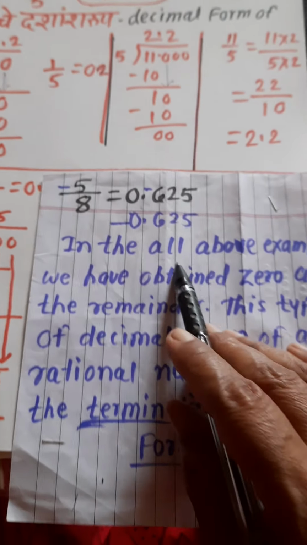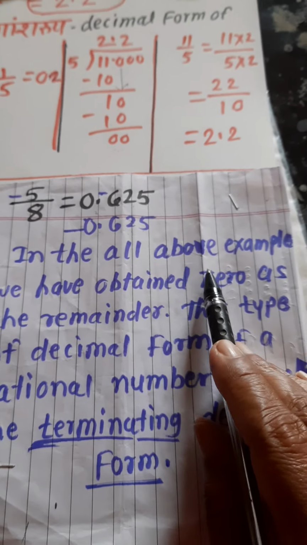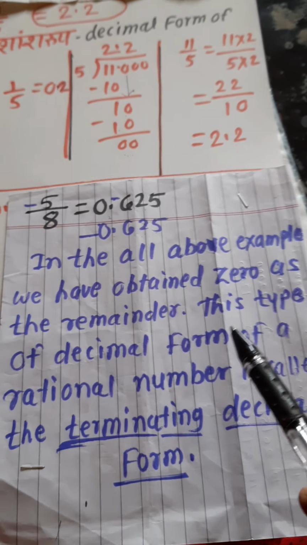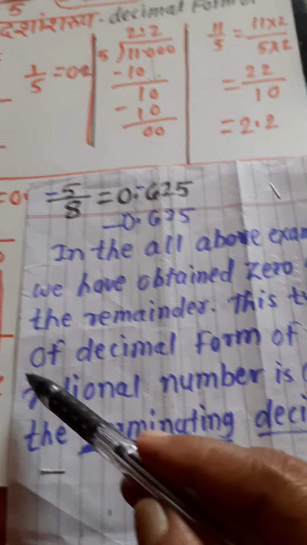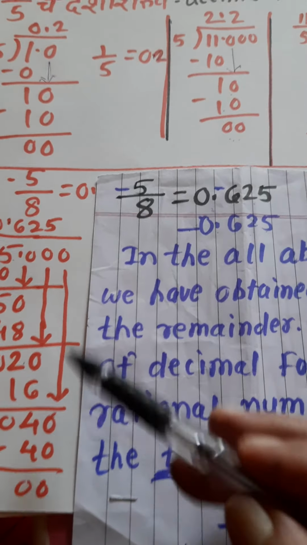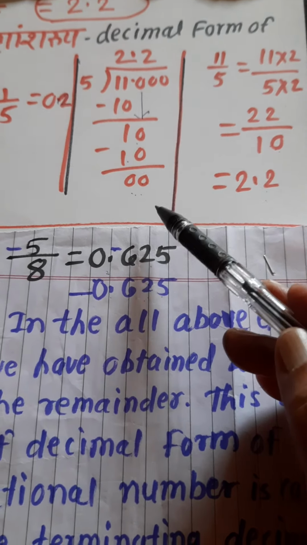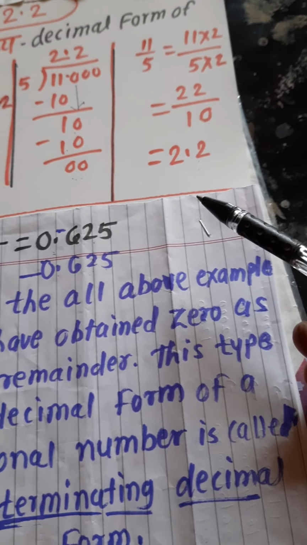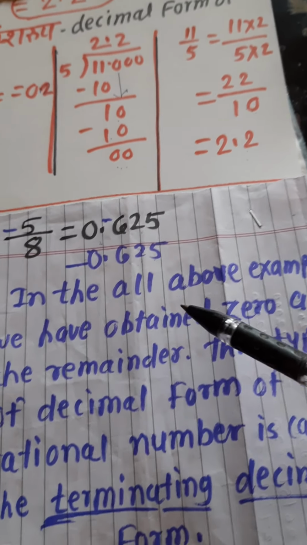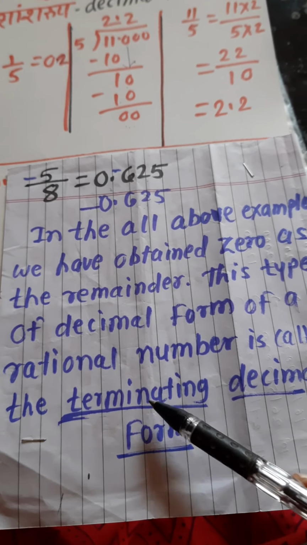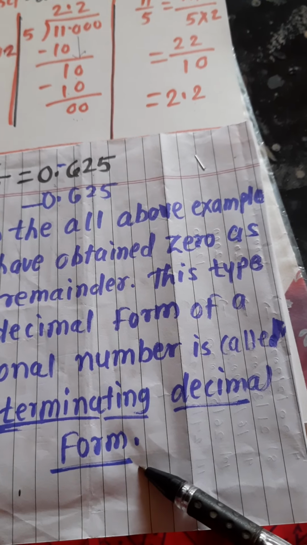In all the above examples, we have obtained 0 as the remainder. See here, remainder is 0, and so here the remainder is 0. This type of decimal form is called terminating decimal form.